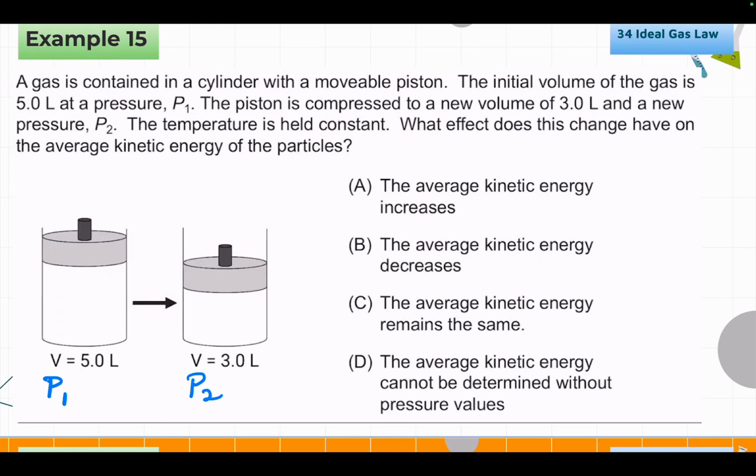If temperature is a measure of the average kinetic energy, which it is, then if temperature is constant, the average kinetic energy is going to stay the same. Because it has been stated that temperature is holding constant, let's say it's 50 degrees Celsius, then the kinetic energy, which temperature is a measure of, is going to remain the same.